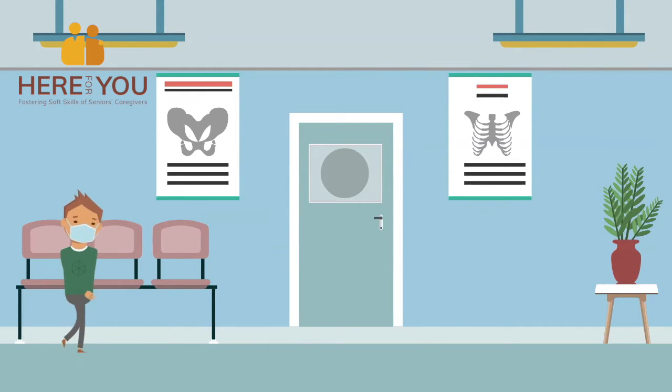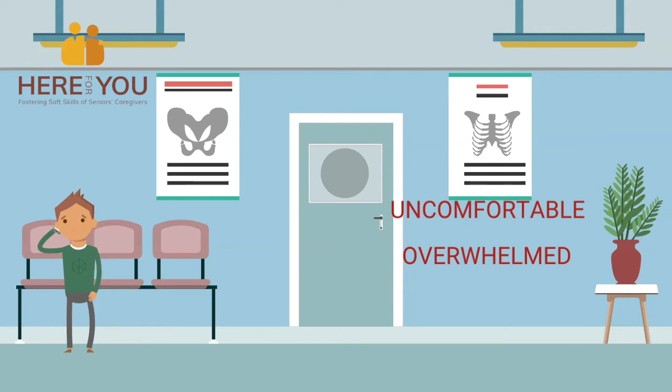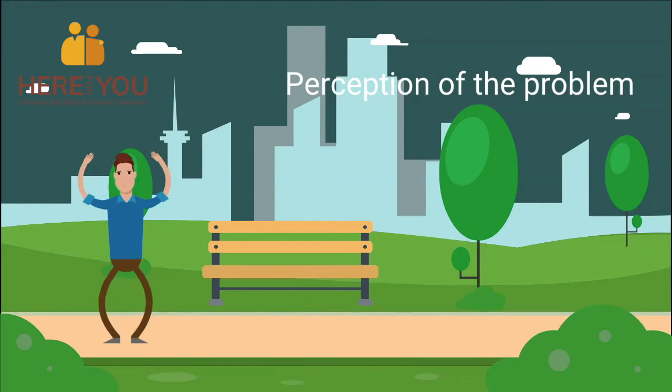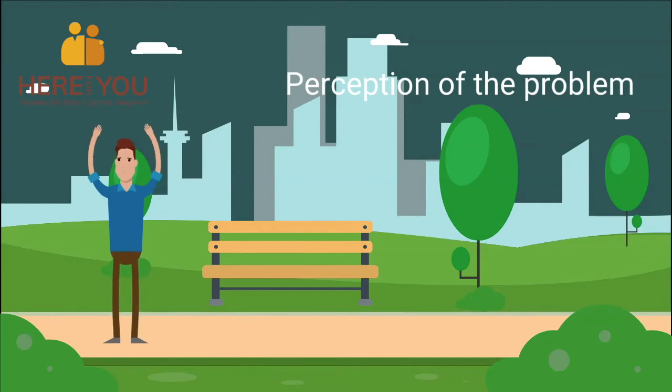These factors can condition the decision-making and make a caregiver feel uncomfortable, overwhelmed, and incapable of dealing with a difficult situation. The components of the orientation towards problems are the following: perception of the problem. It is necessary to recognize the problems when they appear.